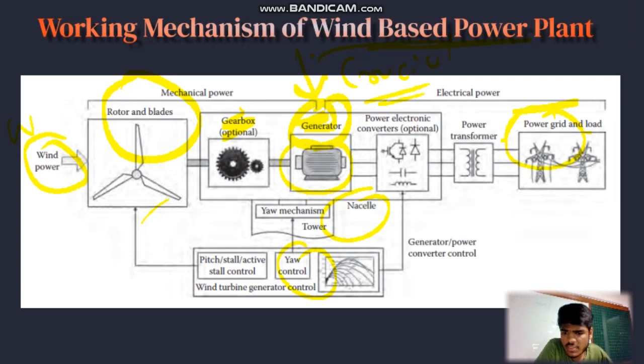The transformer works the same as the previous one. It converts the low voltage to usable high voltage for household uses. So in brief, by capturing the kinetic energy of the wind and converting it into electricity, wind power plants produce a sustainable and clean power source. They contribute to reducing greenhouse gas emissions and dependence on fossil fuels, making them an important part of the global transition to renewable energy.